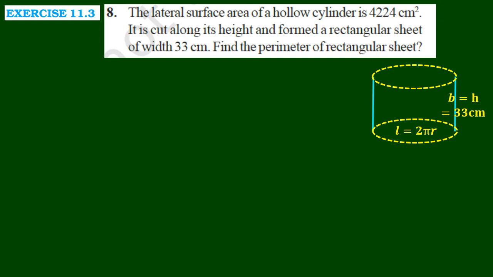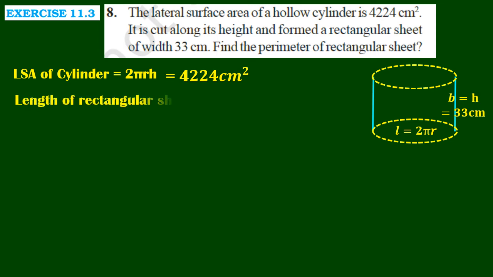So what do we have to find? Perimeter of the rectangular sheet. Here breadth is given as 33. So we have to find the length. But length is 2 pi r. And the lateral surface area of the cylinder is given, so from that we can find 2 pi r. What is the LSA of cylinder? 2 pi r h. And 2 pi r h is 4224. And h is what? 33 centimeter. That is the width of the sheet.